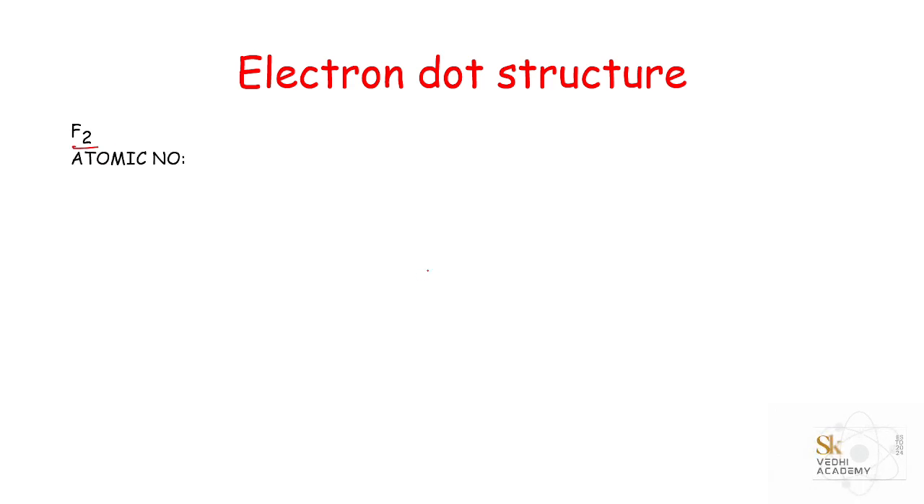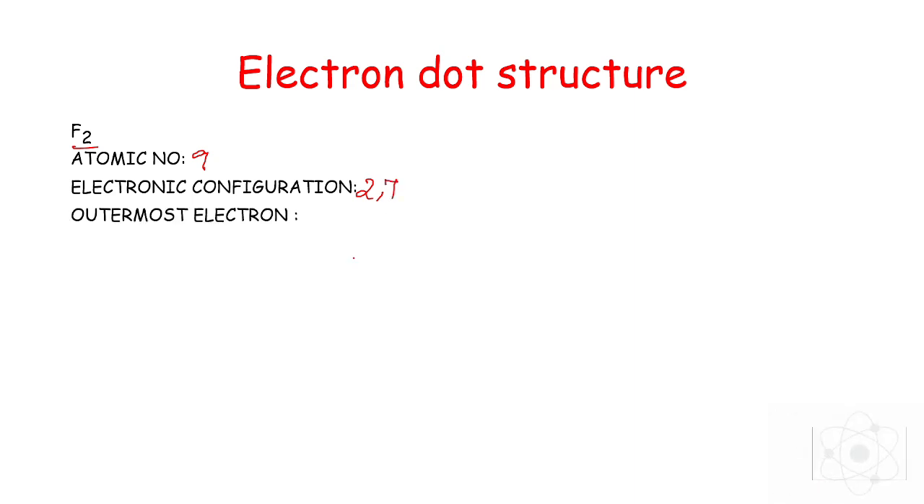So first thing what you want to write? Atomic number. Atomic number of fluorine is 9. And what is the configuration? 2,7. And what is the outermost electron? 7. Okay, so next what you have to write? So 2 fluorine தனித்தனியா எழுதிக்கோங்க. 7 is the outermost. So place 7 electrons and place 7 electrons on the other side.